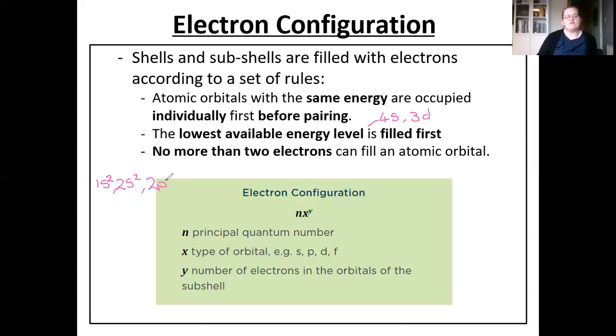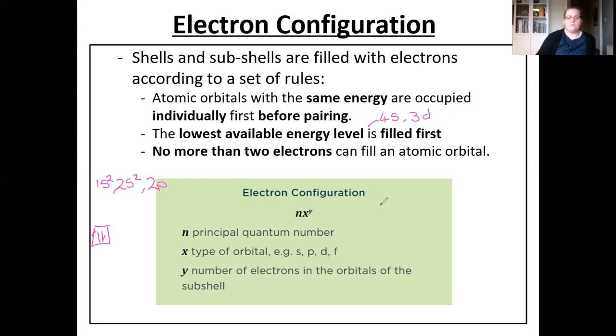And like we said quite a few times now, no more than 2 electrons can fill an atomic orbital. So when I was drawing those boxes before, drawing the electrons in with their spin, each box represents 1 orbital. So we have this electron configuration equation. n is our principal quantum number, so which energy level, which energy shell it is. x would be our type of orbital. Is it s, p, d, or f? And y is our number of electrons in the orbitals of a subshell.